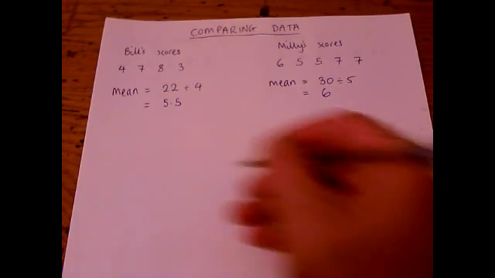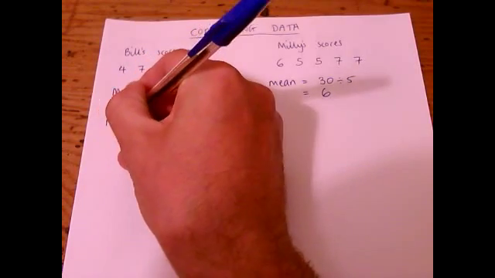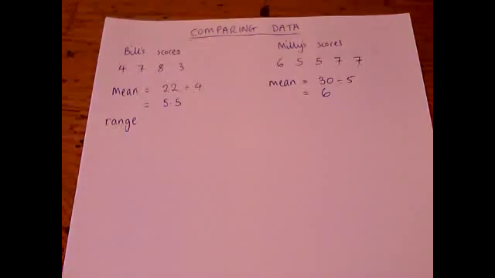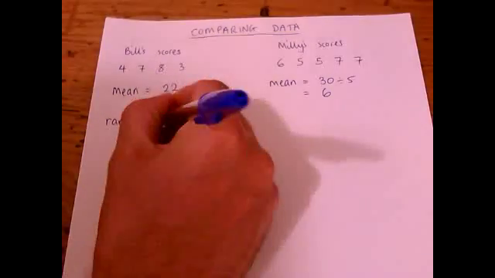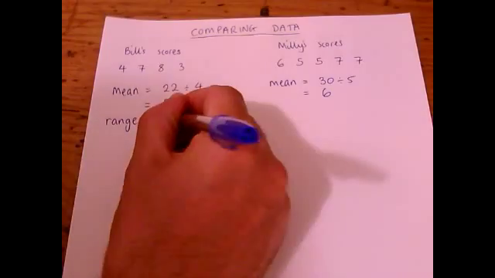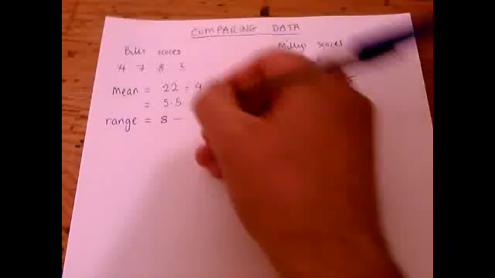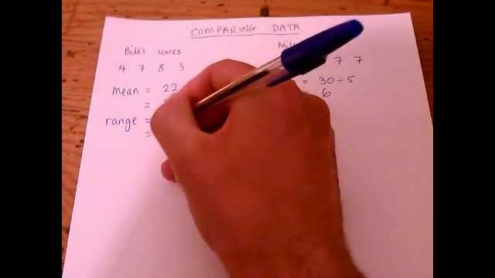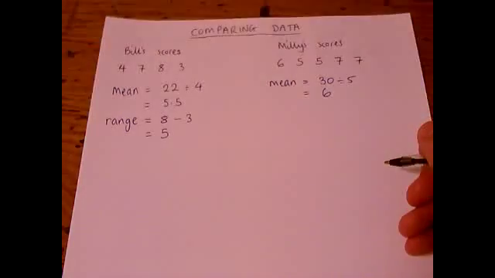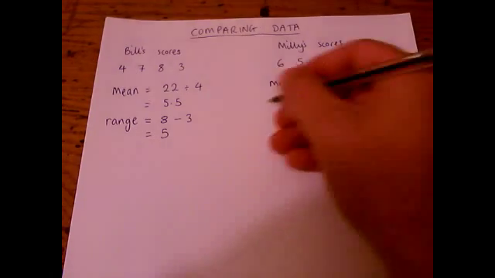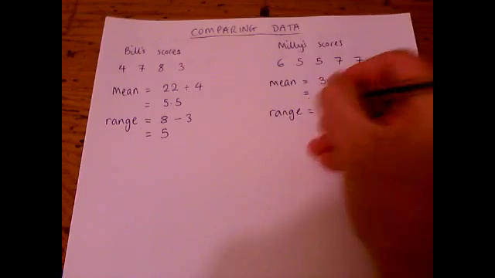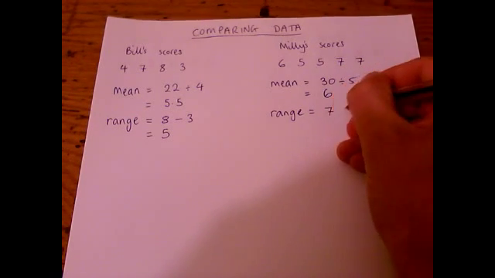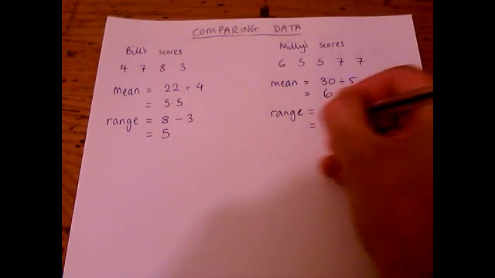Let's also work out their ranges. The range of Bill's scores is the largest take away the lowest. That's 8 minus 3, which is a range of 5. The range for Millie's scores is again the largest, take away the smallest, which is 2.